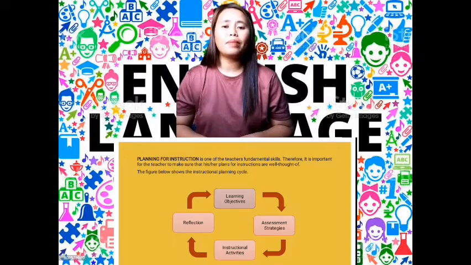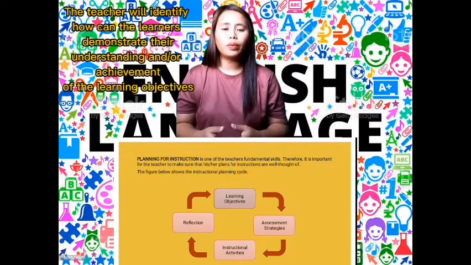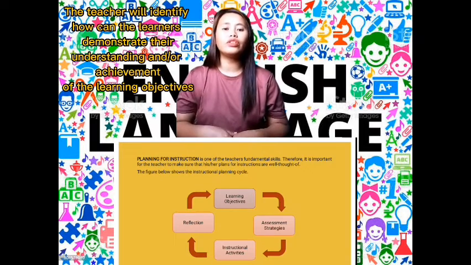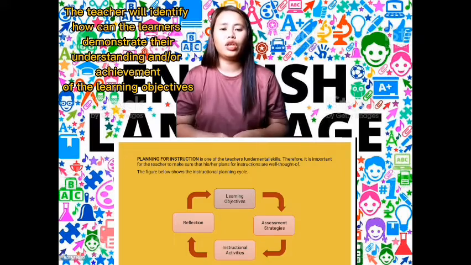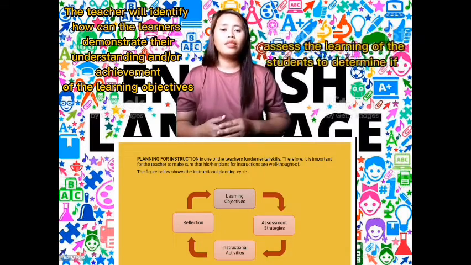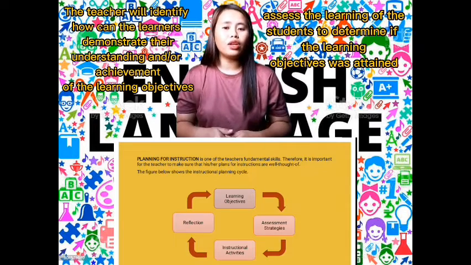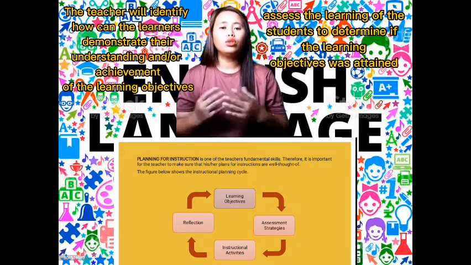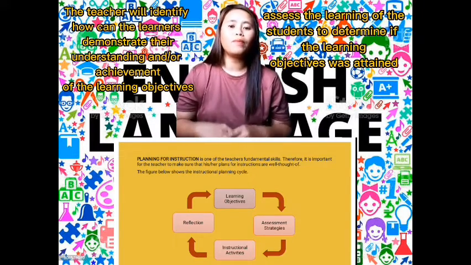The second step is the assessment strategies. In this phase, the teacher will identify how the learners can demonstrate their understanding and/or achievement of the learning objectives. Meaning, this step assesses the learning of the students to determine if the learning objectives were attained. This is also the way to know if the teaching strategies that the teacher used are effective for the learning needs of the students.